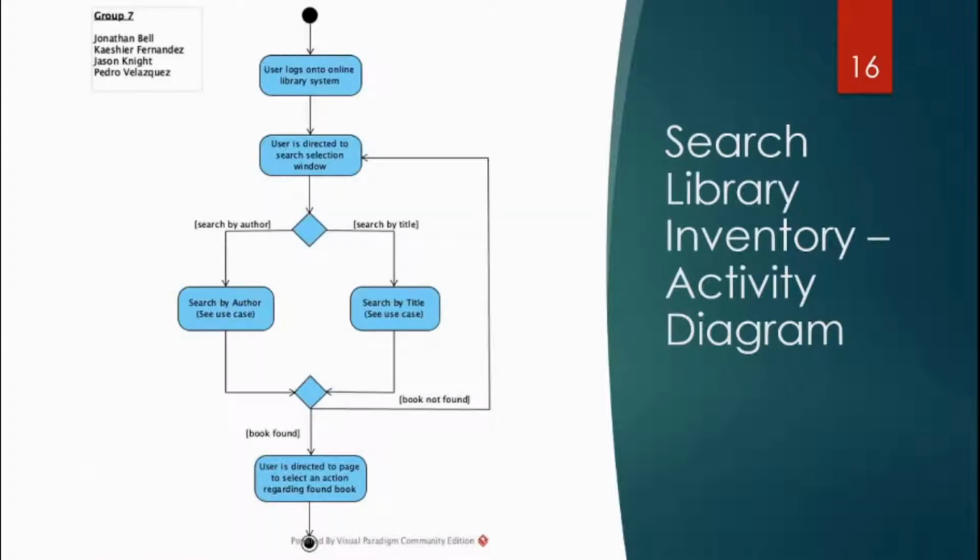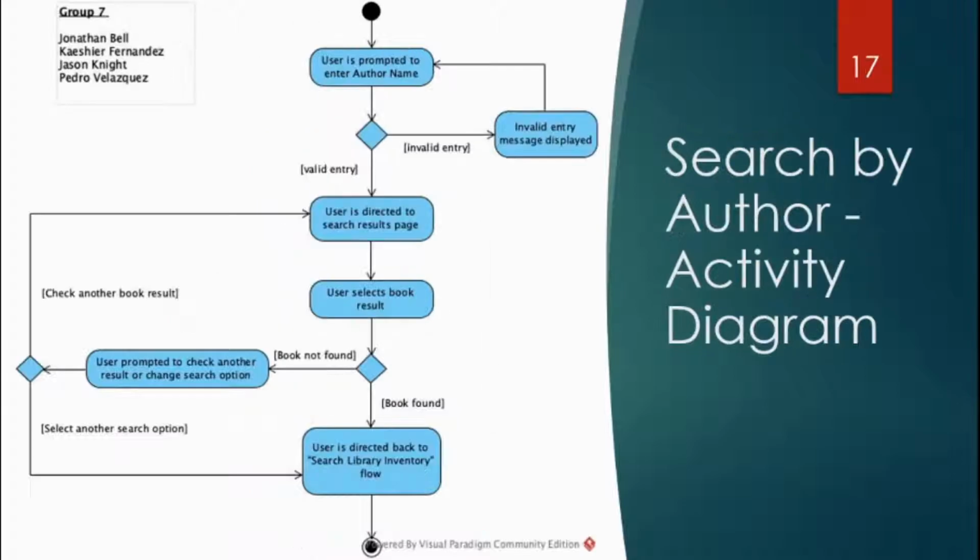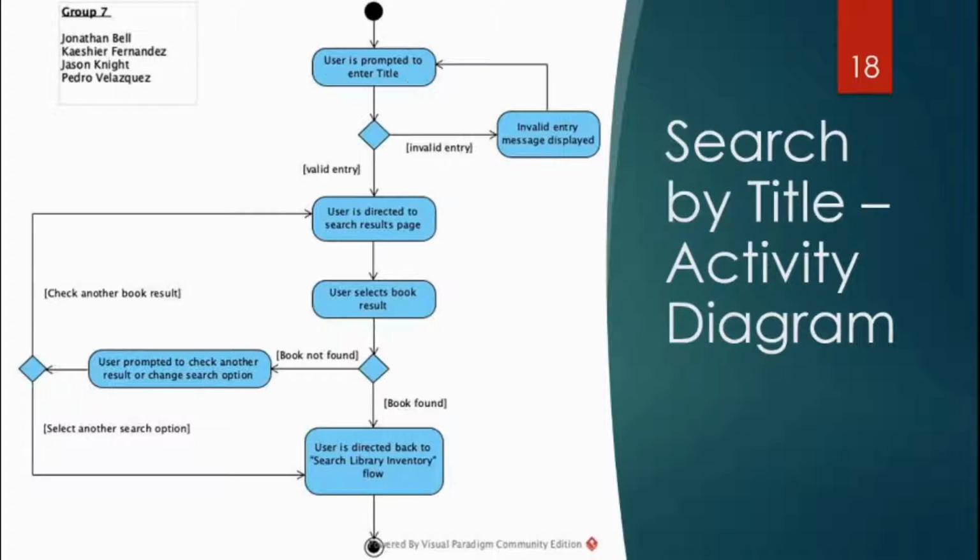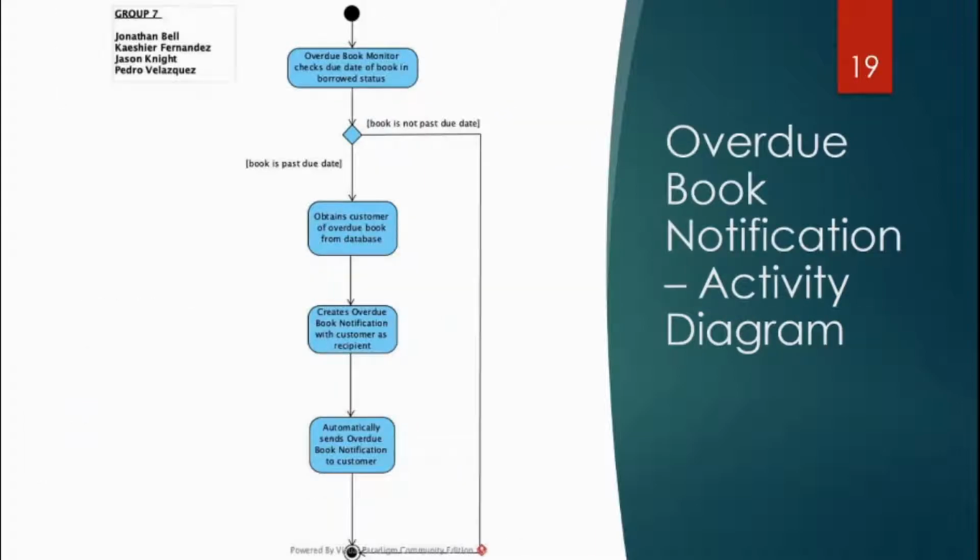This diagram shows the overall sequence of events to search the library inventory for a specific book. This diagram is an extension of the previous diagram by showing the sequence of events for searching for a book using the author's name. This diagram is another extension of the first search diagram that shows the sequence of events for searching by title.